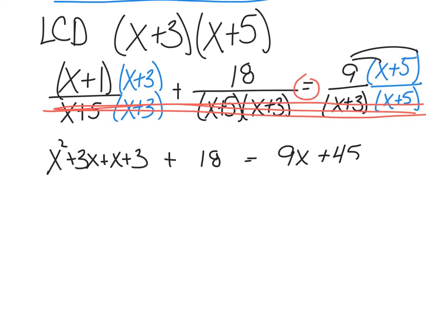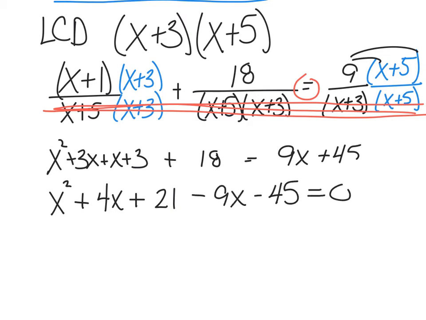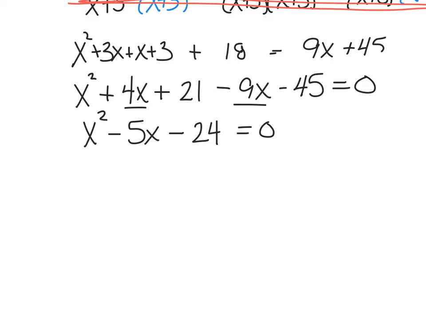Okay, we always want to set our quadratic equal to 0, so that's x squared plus 4x plus 21. And I'm going to subtract over the 9x and subtract over the 45. So that's x squared, put those terms together, minus 5x minus 24 equals 0. Okay, so now I'm going to factor and solve.